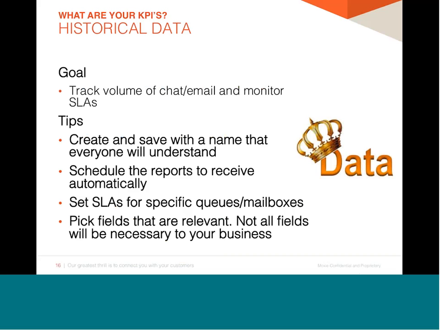On the email side of things, we monitor how long from entry to exit of those emails, but also we monitor the SLA of time to respond, again, once that agent has actually picked up those emails. So a couple of tips that you can see on my screen here. Create and save with a name that everyone will understand, so obviously it's easy to pick up those information pieces. Schedule the reports to receive them automatically and set SLAs for specific queues and mailboxes. Again, you can do this at a queue level, so for service lines, and you can do this at a mailbox level as well. So make sure they're applicable for each of those to get the best reported metrics you can from them.